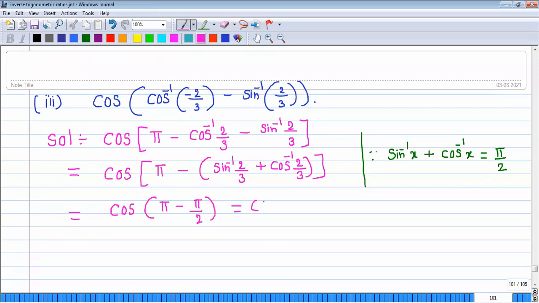So this equals cos of 2 LCM, 2 pi minus pi, that is pi. So cos of pi by 2. What is the value of cos of pi by 2? Anybody? 0, sir. Very good. This is the answer. That's all. So is it clear? Yes, sir.